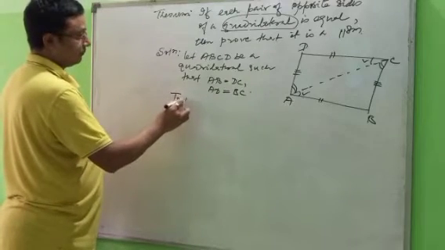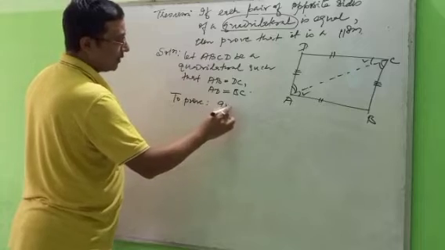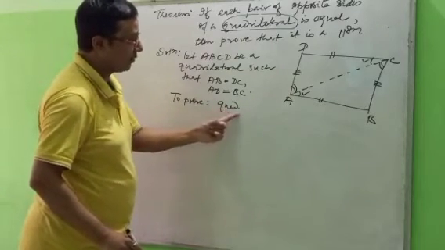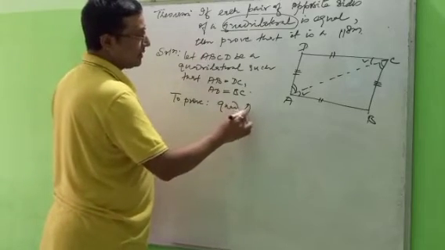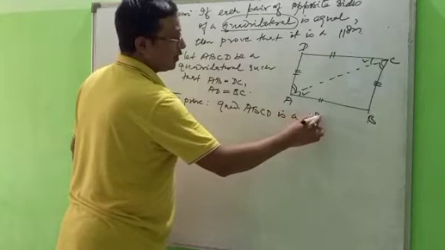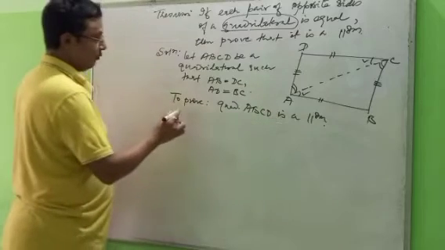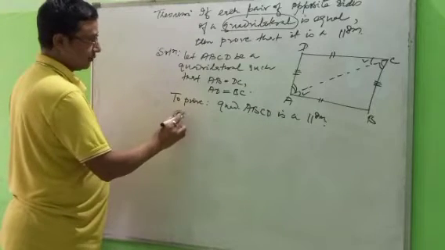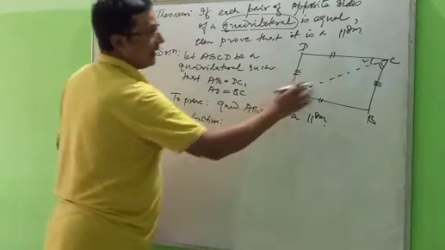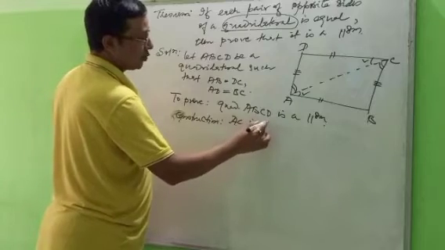Now to prove that quadrilateral ABCD is a parallelogram. In short, you will write it this way, parallelogram. Now the proof. Here is the construction: you have joined A and C. So AC is joined.